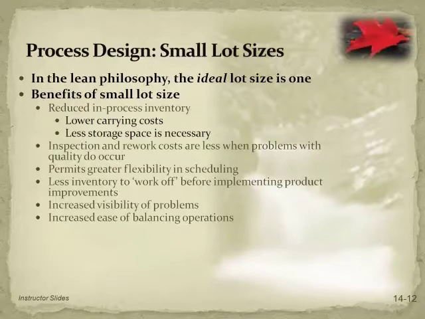In the lean philosophy, the ideal lot size is 1. I need one, I make one. I need another one, I make another one. Now, this ideal lot size of 1 is one of these theoretical things that you can't really achieve. It's virtually impossible to have an ideal lot size of 1, but still, in a perfect world, that would be the ideal lot size. But we can reduce the lot size, and we will get a lot of benefits by doing that.